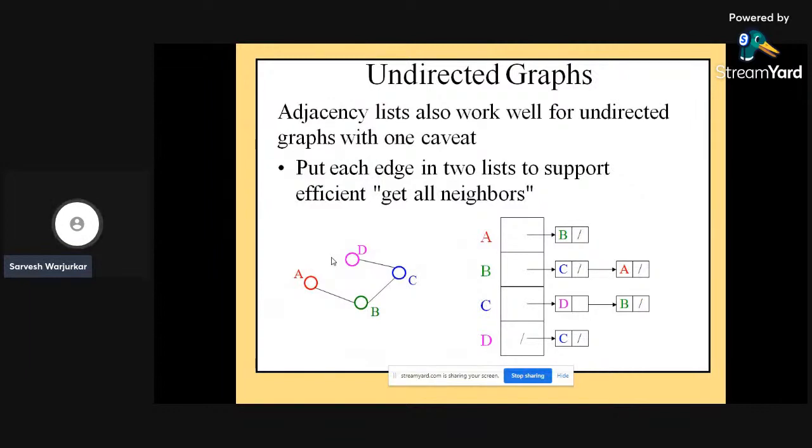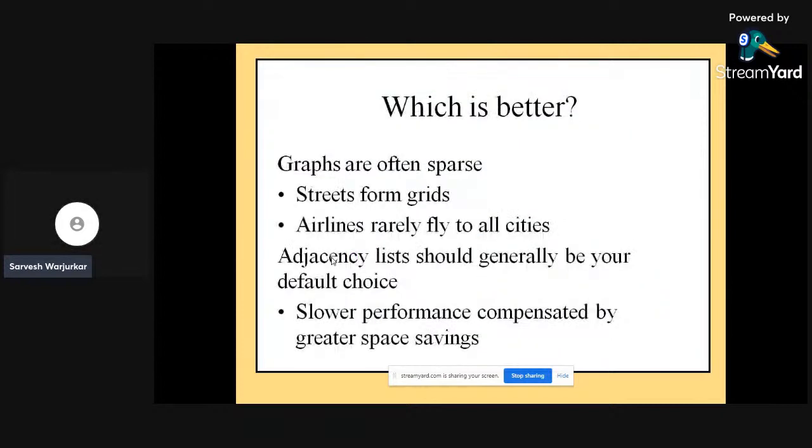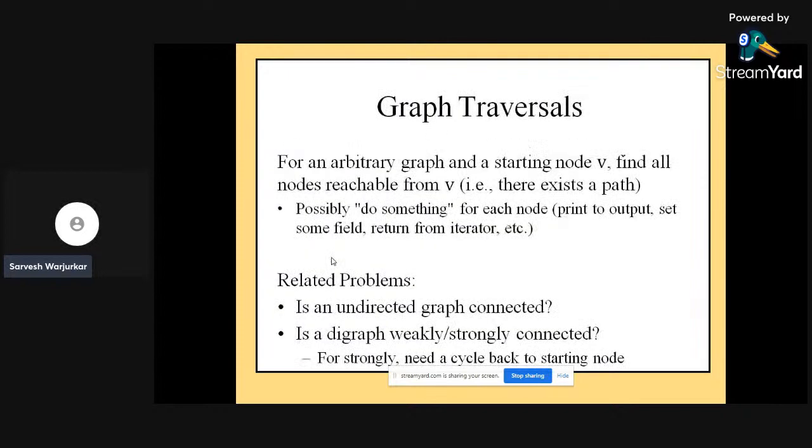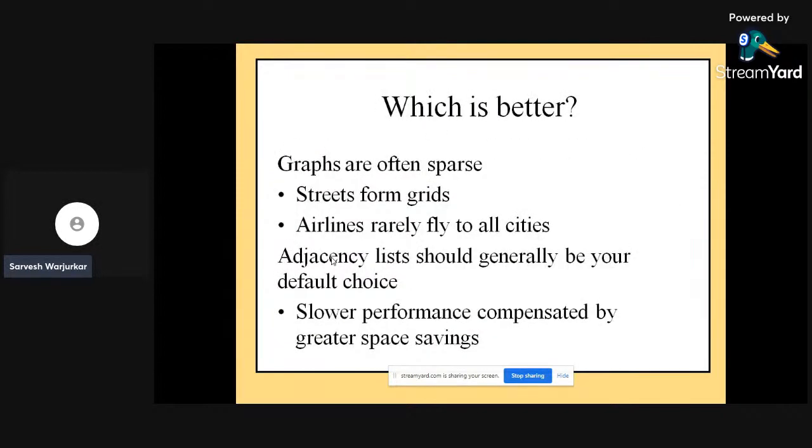Now, the adjacency list also works for undirected graphs with some caveat, where we can put the edge in two lists to support efficiently getting all the neighbors. And the question, a very diplomatic one I can say, is which one is better? Graphs are often sparse, yes: streets from grids, and airlines rarely fly to all the cities. The adjacency list should generally be your default choice. Slower performance is compensated by greater space saving. So this is all about graphs.